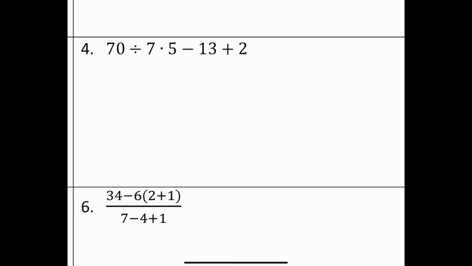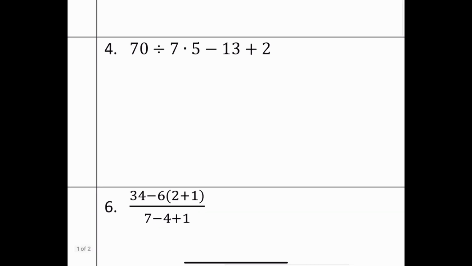Number 4, we have 70 divided by 7 times 5 minus 13 plus 2. So we see division before multiplication, so I'm going to handle the division. 70 divided by 7, that's 10, times 5 minus 13 plus 2. Then we're going to multiply the two numbers. 10 times 5 is 50, so 50 minus 13 plus 2.